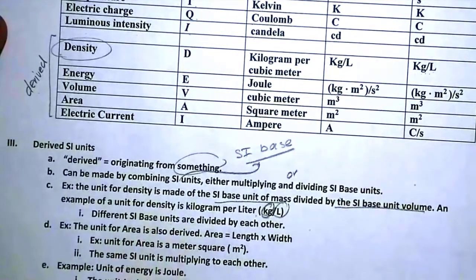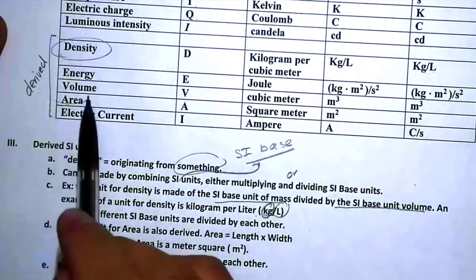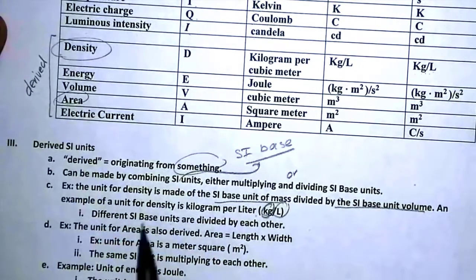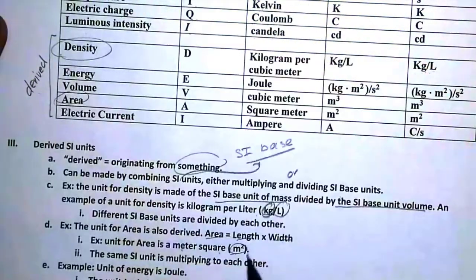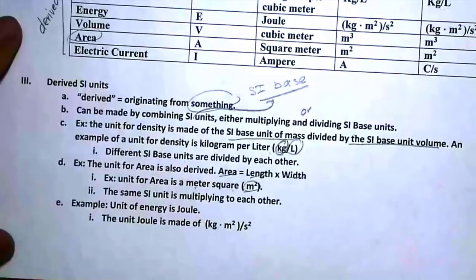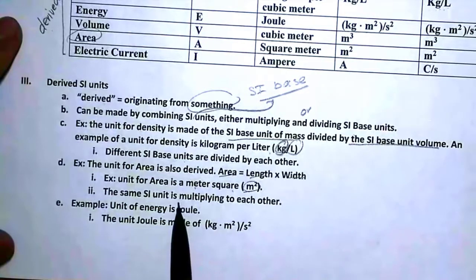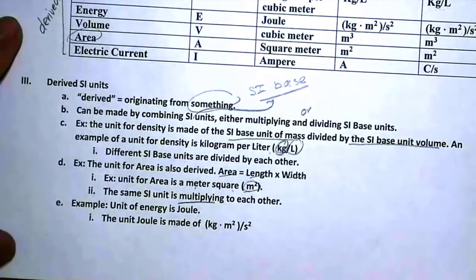Let's look at another example. The unit for area is also derived. We know that area is equal to length times width. An example of a unit for area is meter squared. Meter is the SI unit used to measure distance, so if we take meter times meter, we have meter squared. In this case, you can have the same SI unit multiplying itself to generate a derived SI unit.